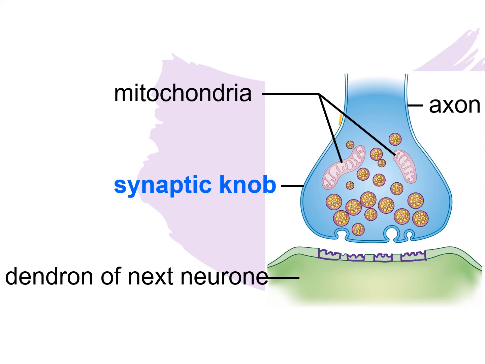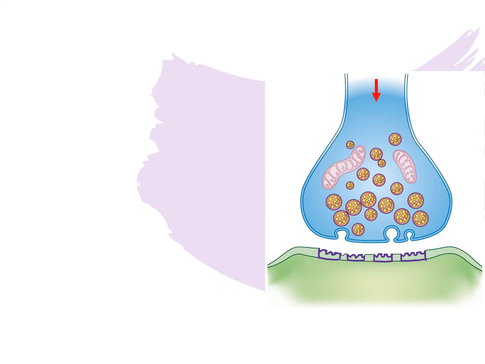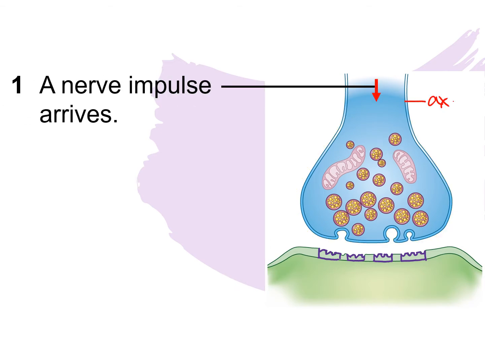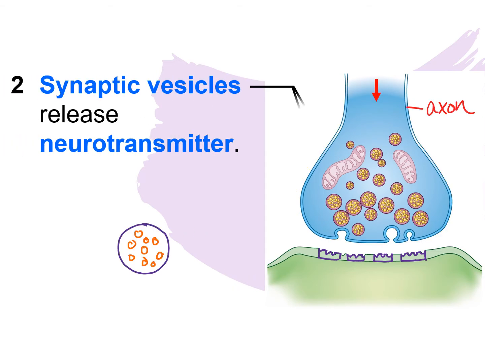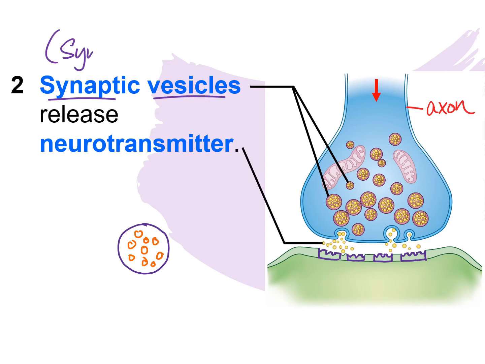The following structure which I'm drawing looks a bit like a doorknob. We call it the synaptic knob. When nerve impulse arrives at the axon, the synaptic vesicle in the synaptic knob is going to release the neurotransmitter, which is a chemical.